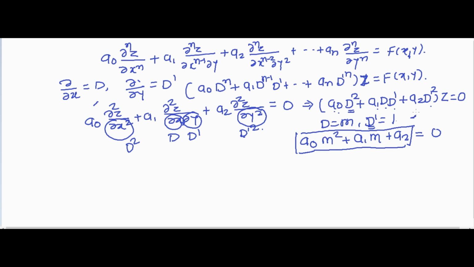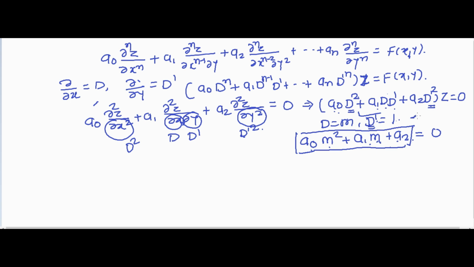We have nothing more to do. It is a very simple trick. Look at this: what is the order of D? The order of D is 2, so we have taken m squared. Order of D here is 1, so we have m, and here there is no D, so we have only a constant. For D dash we have replaced it everywhere with 1, and the equation is converted into the simple equation a0 m squared plus a1 m plus a2. This is very important while solving partial differential equations.